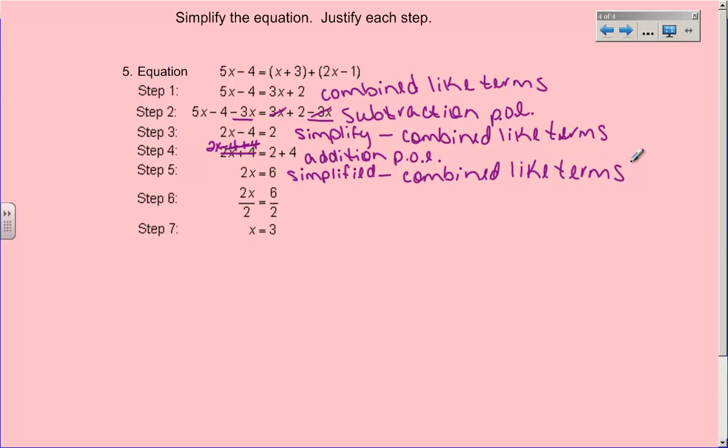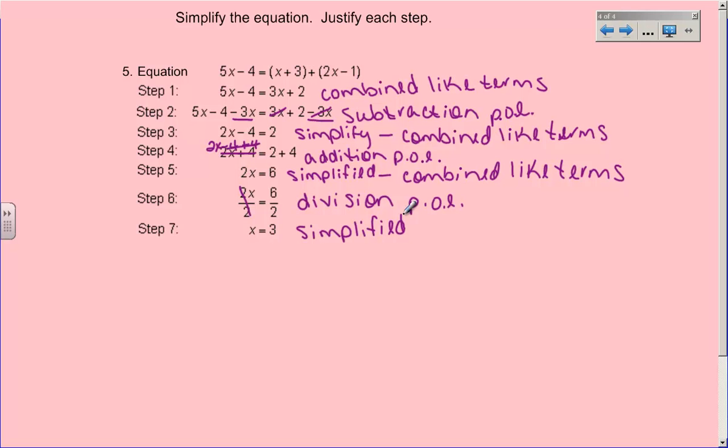Now in step 6, I have 2x divided by 2 equals 6 divided by 2, and so it appears that we are dividing by 2 on both sides, which would make this the division PO. And then finally, step 7, I have my answer, x equals 3. Well, that's because we simplified. We divided by 2. 6 divided by 2 gives me 3, and so this one is I just simply simplified. Here, they did not combine like terms. There weren't like terms to combine. All they did was divide and got the answer, and so that's where they just simplified. So it's where we finished solving, and that is the answer.